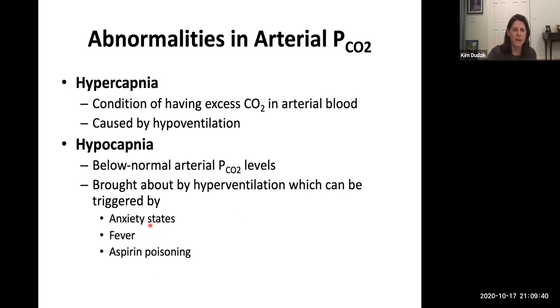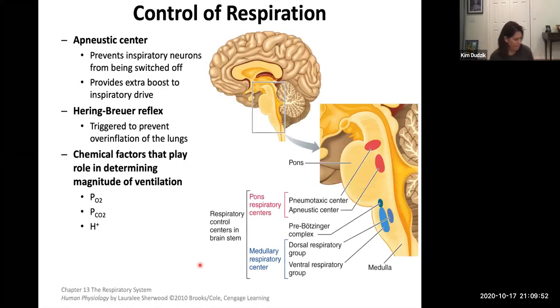Okay, fever can cause that. Aspirin poisoning can cause that. So again, those are conditions of hypocapnia. Okay, and so how do we control the respiration?